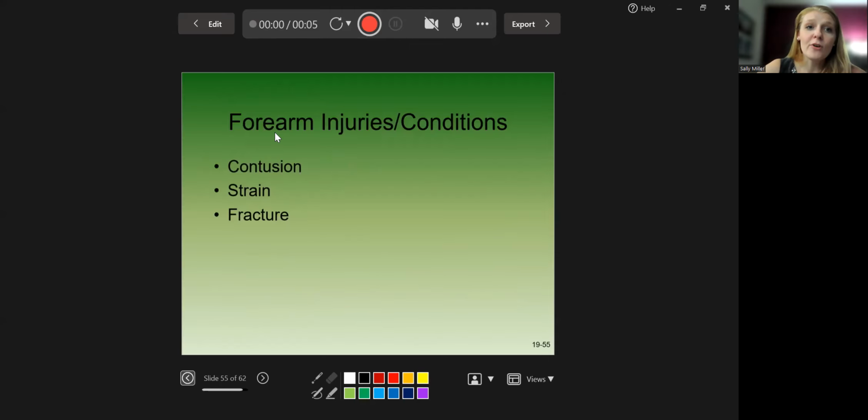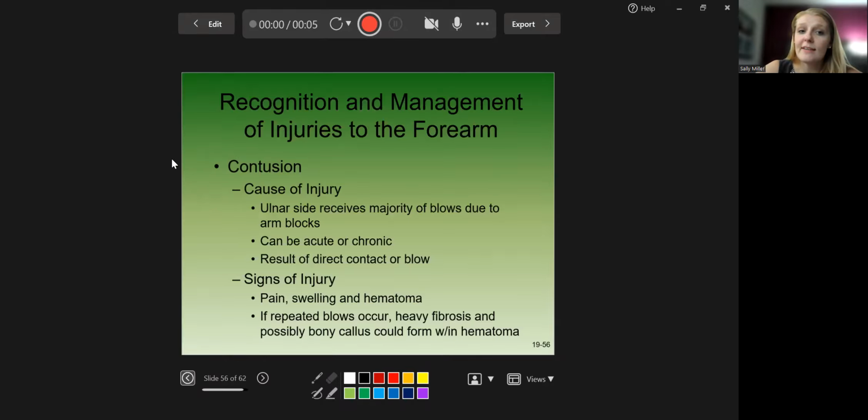Looking at some of our more common injuries, they are contusions, sprains, strains, fractures. Again, it's the same mechanism of injury for most of the other places in the body too. Our contusions, we're getting those mostly from direct trauma. So this is basically just a bruise, usually not too severe.